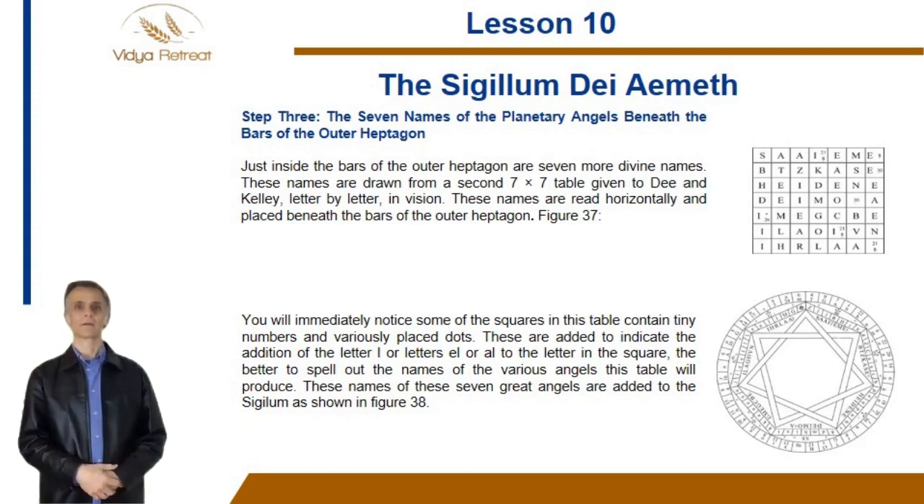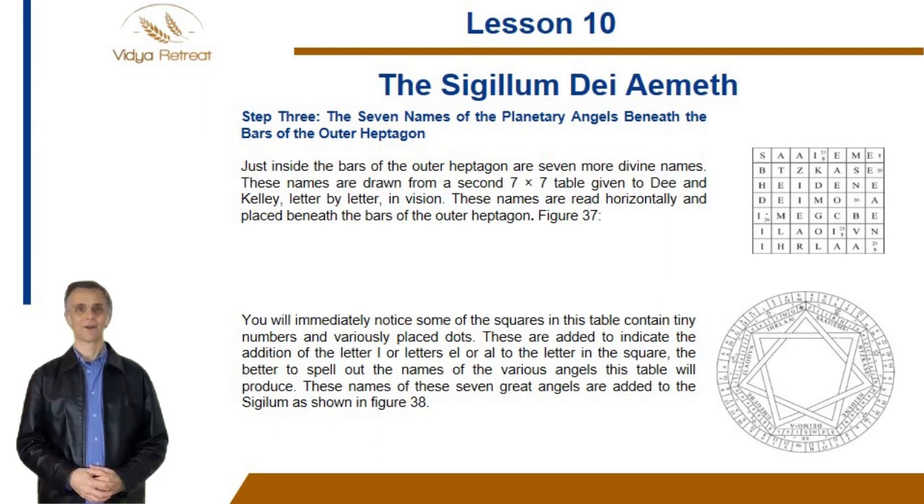Step 3. The seven names of the planetary angels beneath the bars of the outer heptagon. Just inside the bars of the outer heptagon are seven more divine names. These names are drawn from a second 7x7 table given to Dee and Kelley, letter by letter, in vision. These names are read horizontally and placed beneath the bars of the outer heptagon. Figure 37.